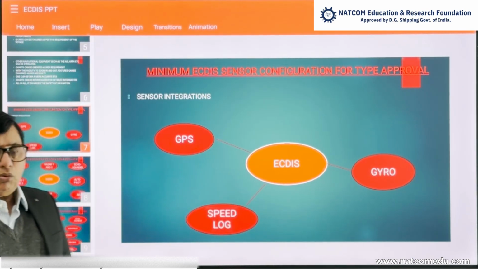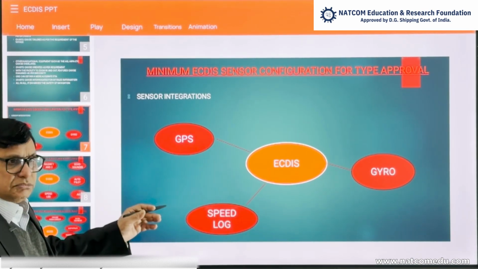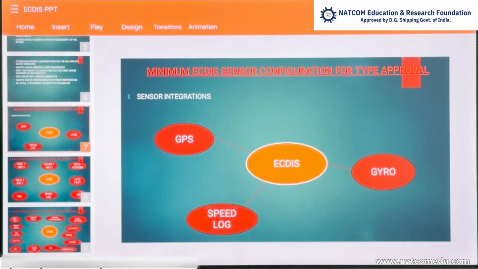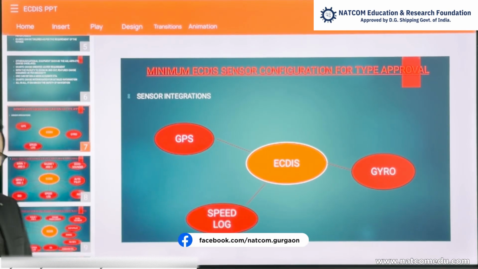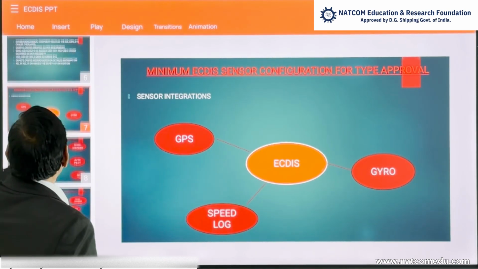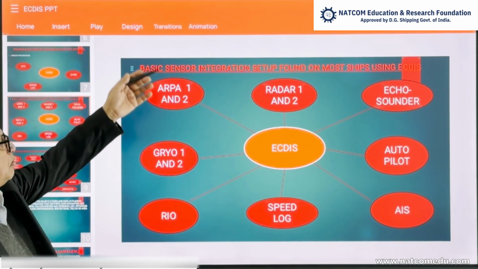As per the IMO performance standard, only three sensors are supposed to be integrated into ECDIS: GPS for position, gyro for your direction, and speed log for your speed. But over a period of time, it has all changed. Now you can see the basic sensor integration setup found on most of the ships.